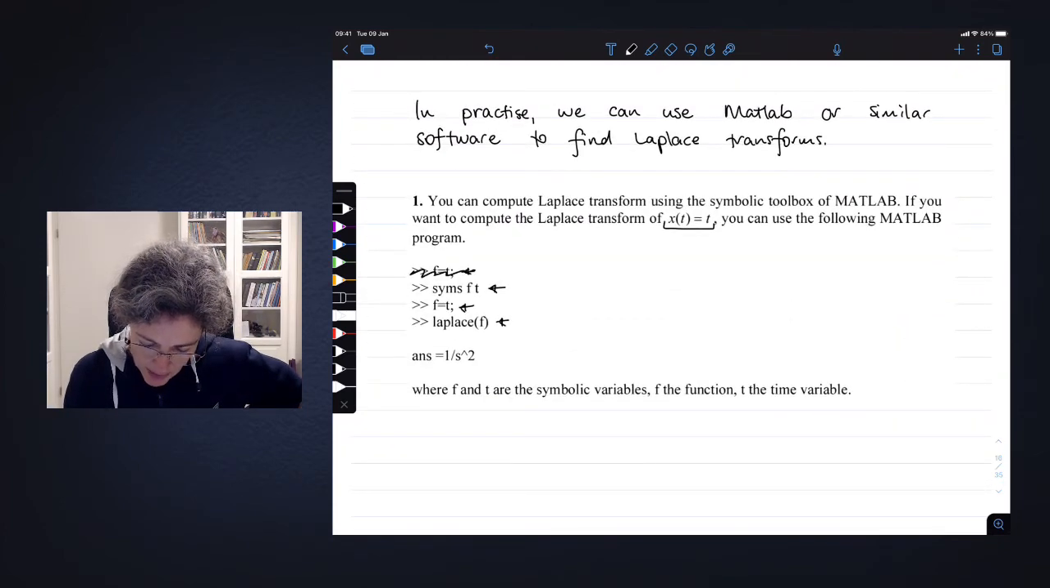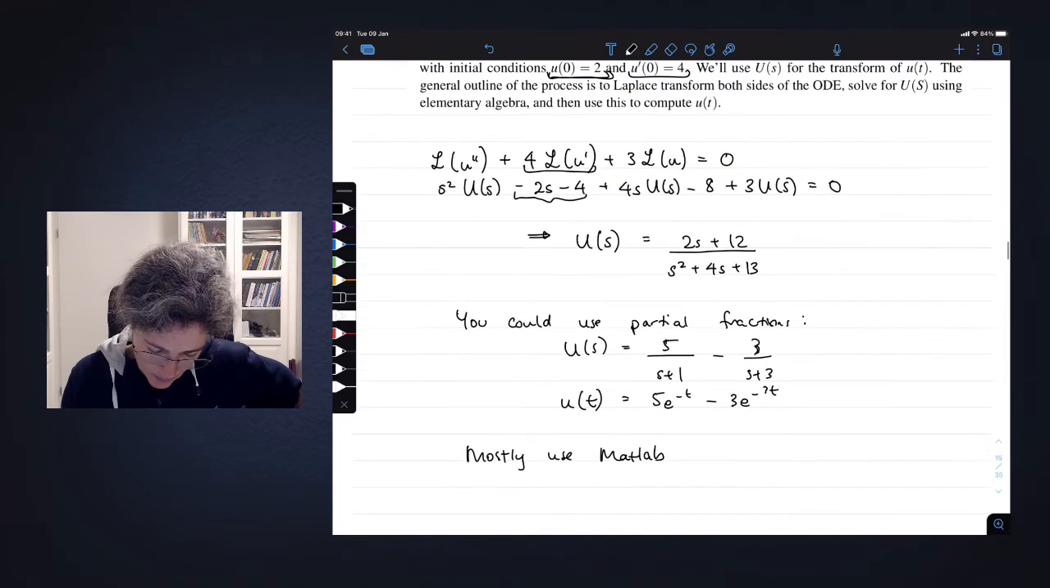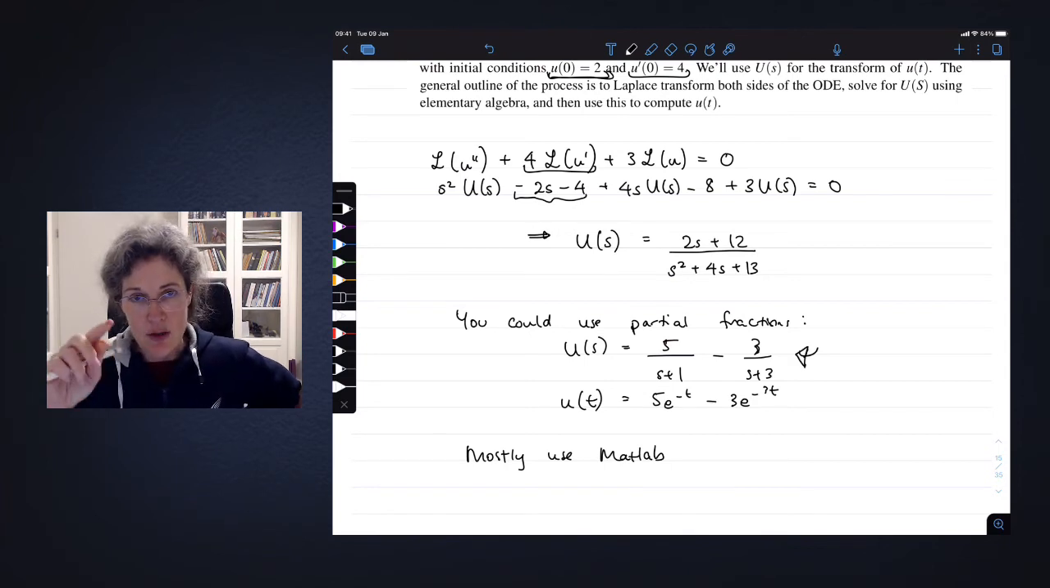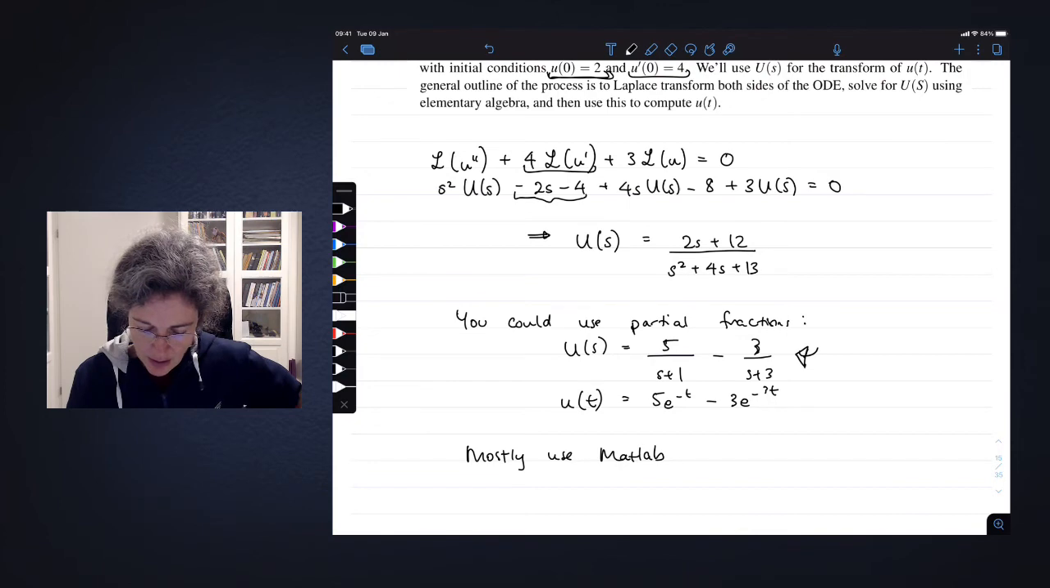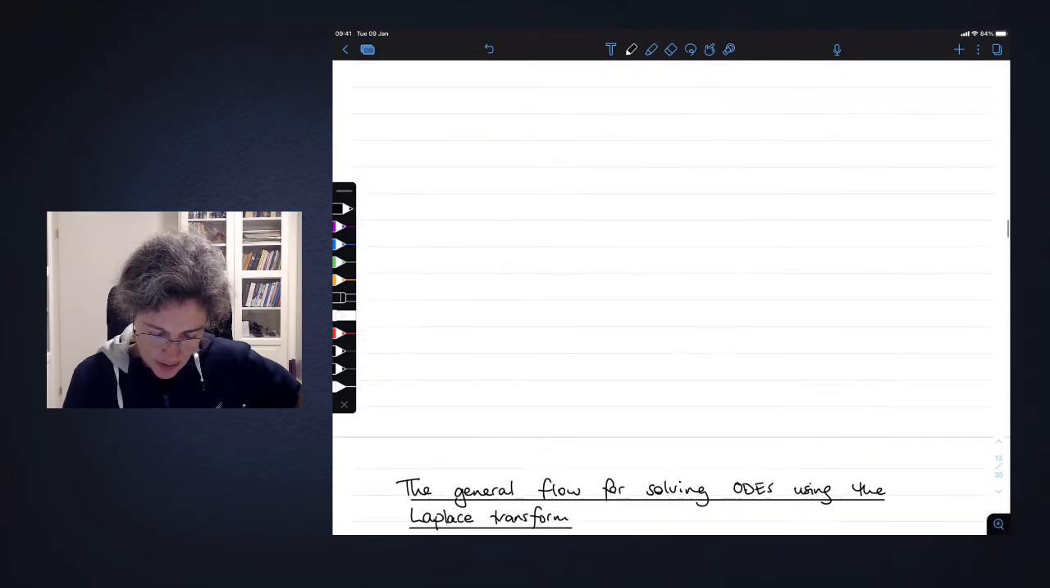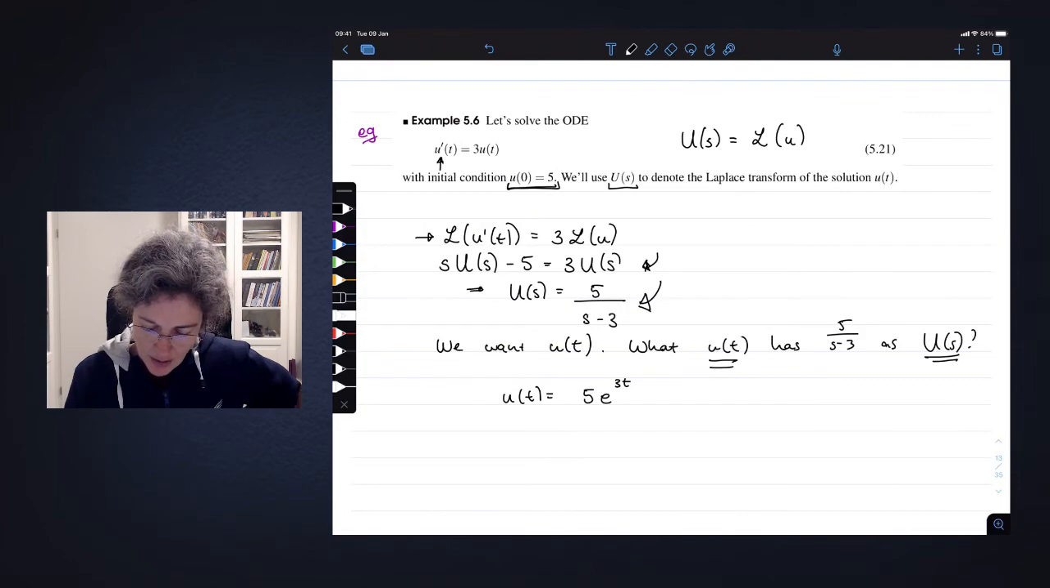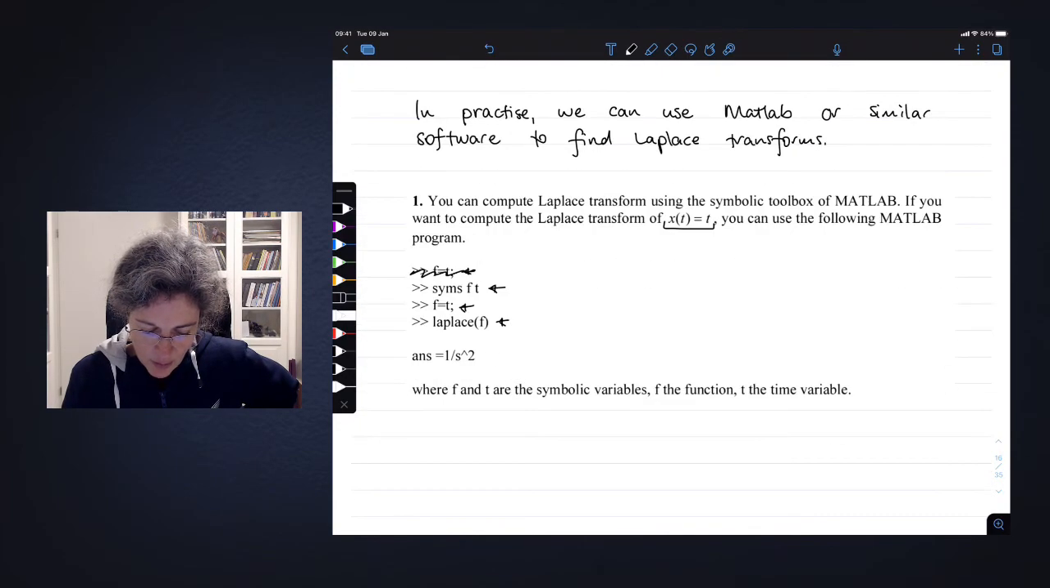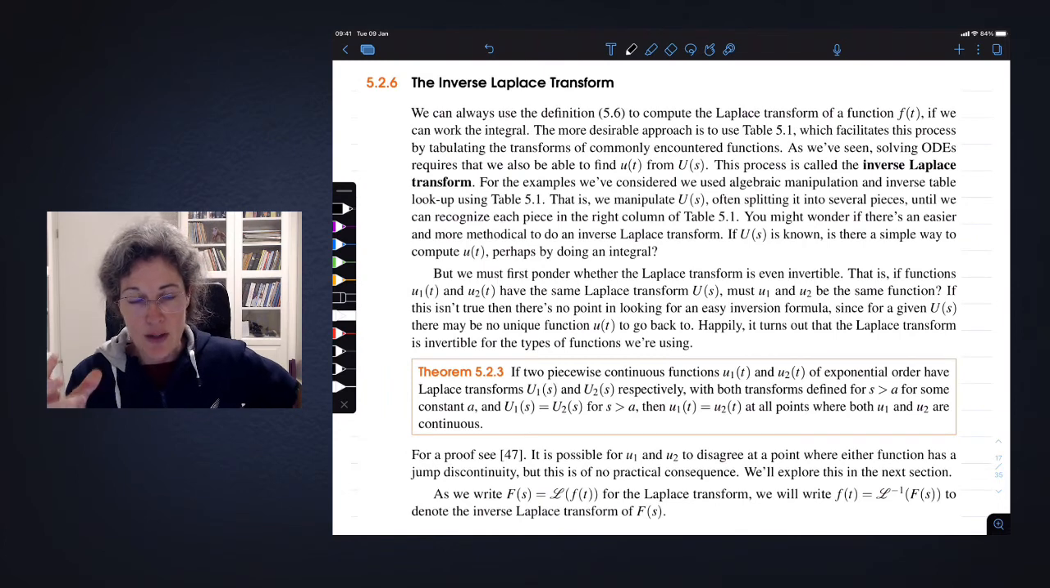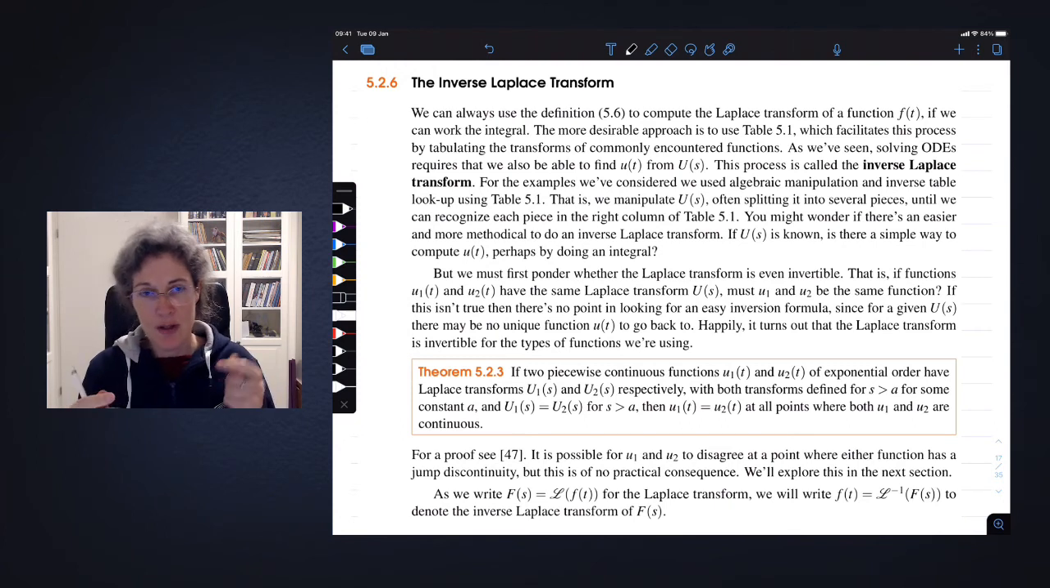So in both cases, we found our big U of s, and we needed to backtrack from big U of s to U of t. We started with a little u of t, we did the Laplace transform, which took us to the big U of s, and then once we found the big U of s, we needed to go back to find our actual original u of t. That happened here, and it also happened up here. So this process of going from big U of s to little u of t is called the inverse Laplace transform.